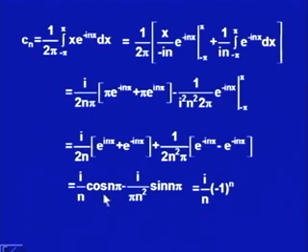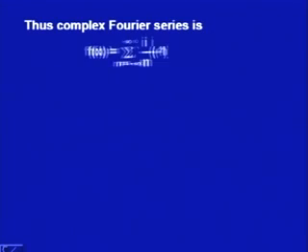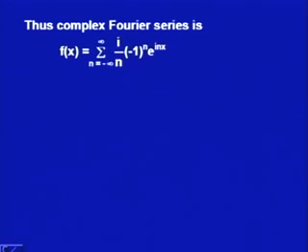Since cos n pi is minus 1 to the power n and sin n pi is 0 for all n, we are getting i upon n minus 1 to the power n as the coefficient c n for n not equal to 0. So, let us see what is the complex Fourier series: the sum from minus infinity to plus infinity of i upon n minus 1 to the power n e to the power i n x, where n should not be 0.